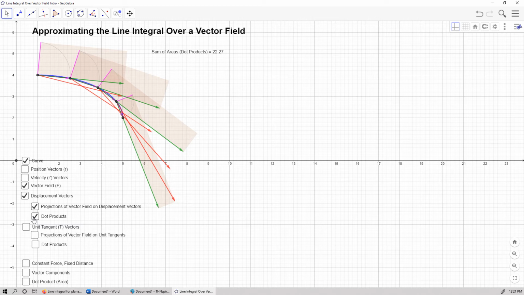Now, if we want to make this a better and better approximation, then what do we need to do? We need to take smaller and smaller subintervals, or subcurves, and then we want to have more and more of them, which will give us more and more rectangles. We add up those areas, and as we take a limit, that should approach the actual work that's being done.